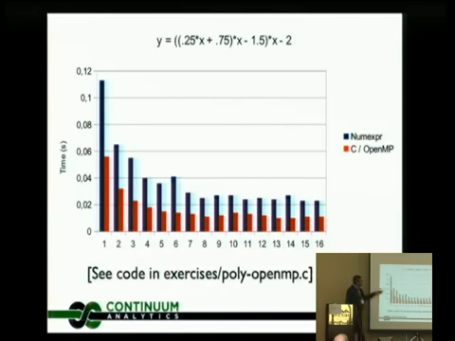And here's a comparison between NumExpr and a pure C implementation of this version of the polynomial, using OpenMP in order to parallelize the computation. So that actually means this is a completely optimized version. This is a representation of how NumExpr can perform, and it generally performs around twice as slow as an extremely optimized C version of your problem.